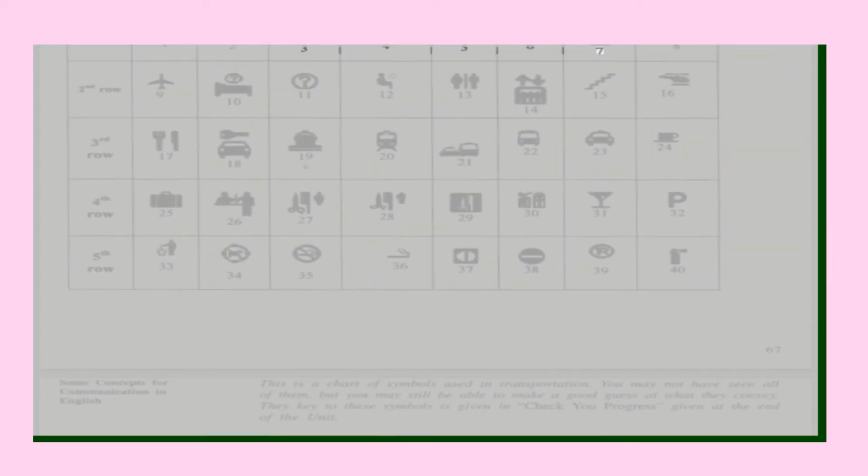Some symbols used in transportation. You may not have seen all of them, but you may still be able to make a good guess at what they convey. The key to these symbols is given in Check Your Progress, at the end of the unit. Similarly, communication can be made with gestures.